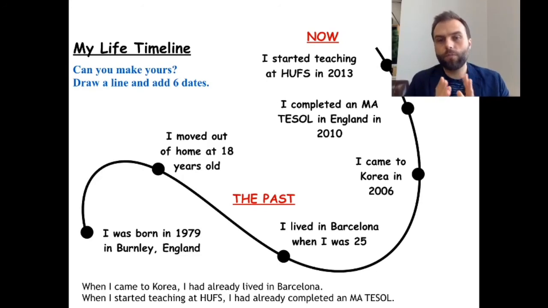Okay, so give some time for students to do that. And you can see my example sentences at the bottom here. When I came to Korea, I had already lived in Barcelona. When I started teaching at Hufs, I had already completed an MA TESOL. Okay, so these example sentences are talking about 2 points in the past and using past perfect. So using the timeline, you can ask students to share information about their life using the past perfect examples. Okay, so that's a timeline task.